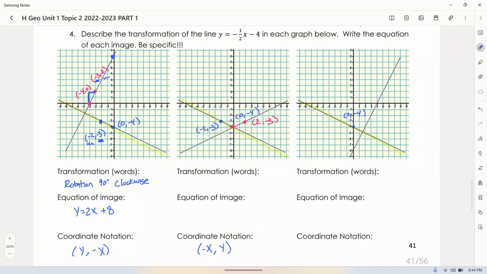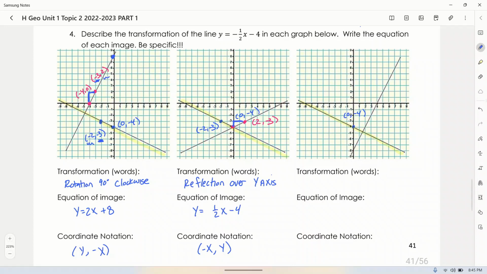And if we have -x, comma, y as a throwback for us, that's a reflection over the y-axis. Okay. And we have enough information to find the equation. We can say we have a rise of 1 and a run of 2. So I have 1/2 x minus 4 because of the y-intercept.